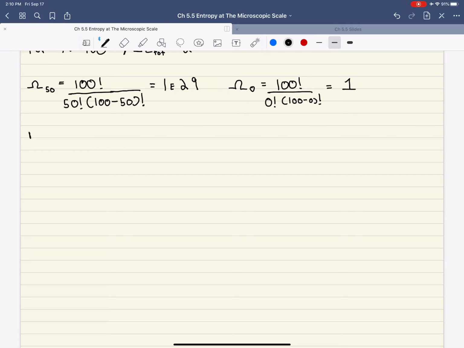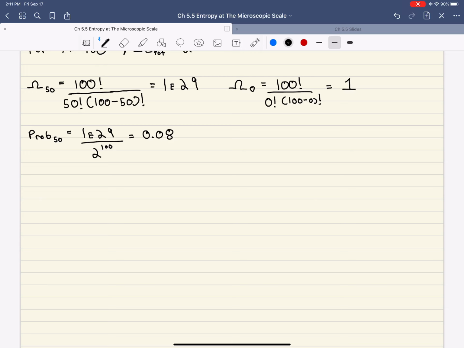And so what we can calculate now is just the probabilities. What's the probability that if we flipped 100 coins, we would have exactly 50 of them face up, heads? All right, and so what we do is just 1e29 divided by 2 raised to the 100. If you have a calculator that can do this calculation, the number that you get is 0.08. So there's only an 8% chance that you would get 50 coins to be heads up.